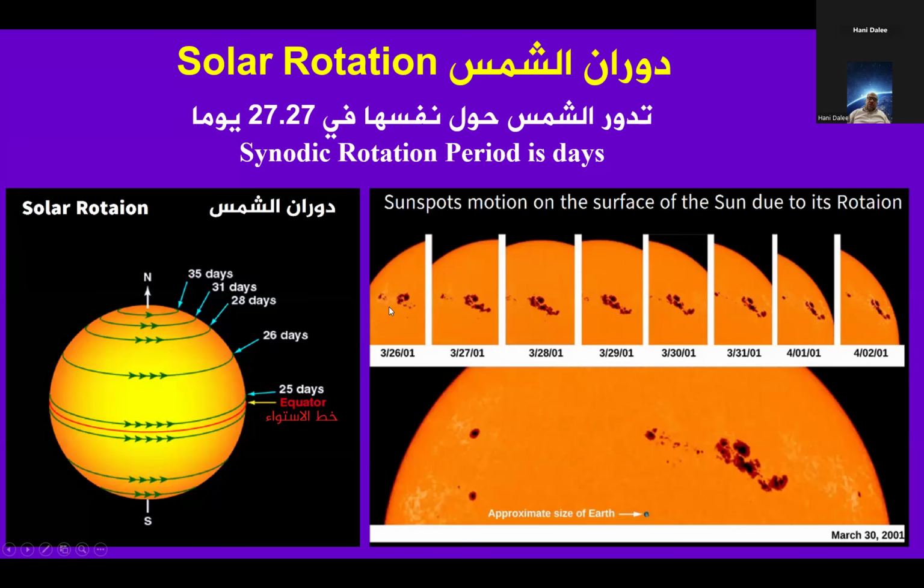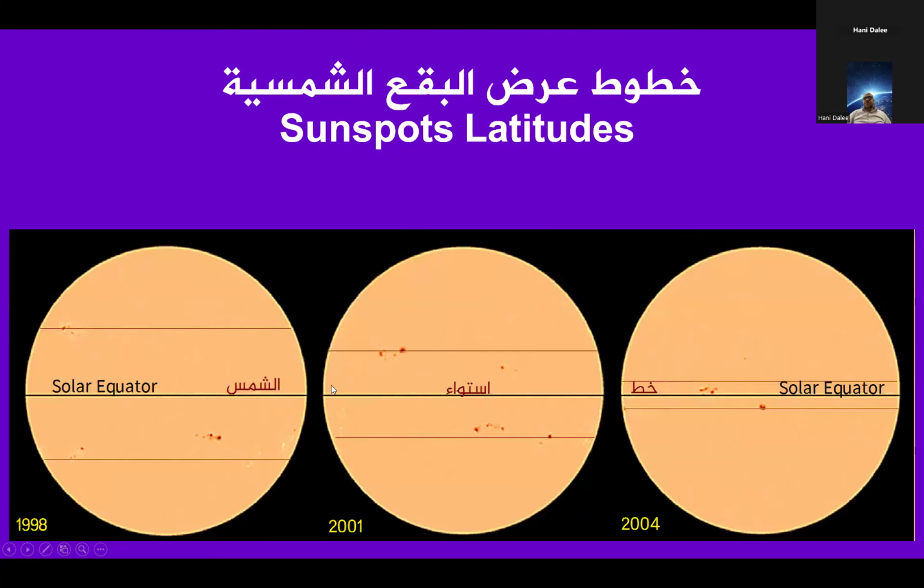Now, the motion of the sunspots, as we said, it is differential. So the rotational period on the equator of the sun usually takes 25 days, while in upper latitudes it is increasing to 26, 28, 40, and it goes even slower at very high latitudes, north and south.